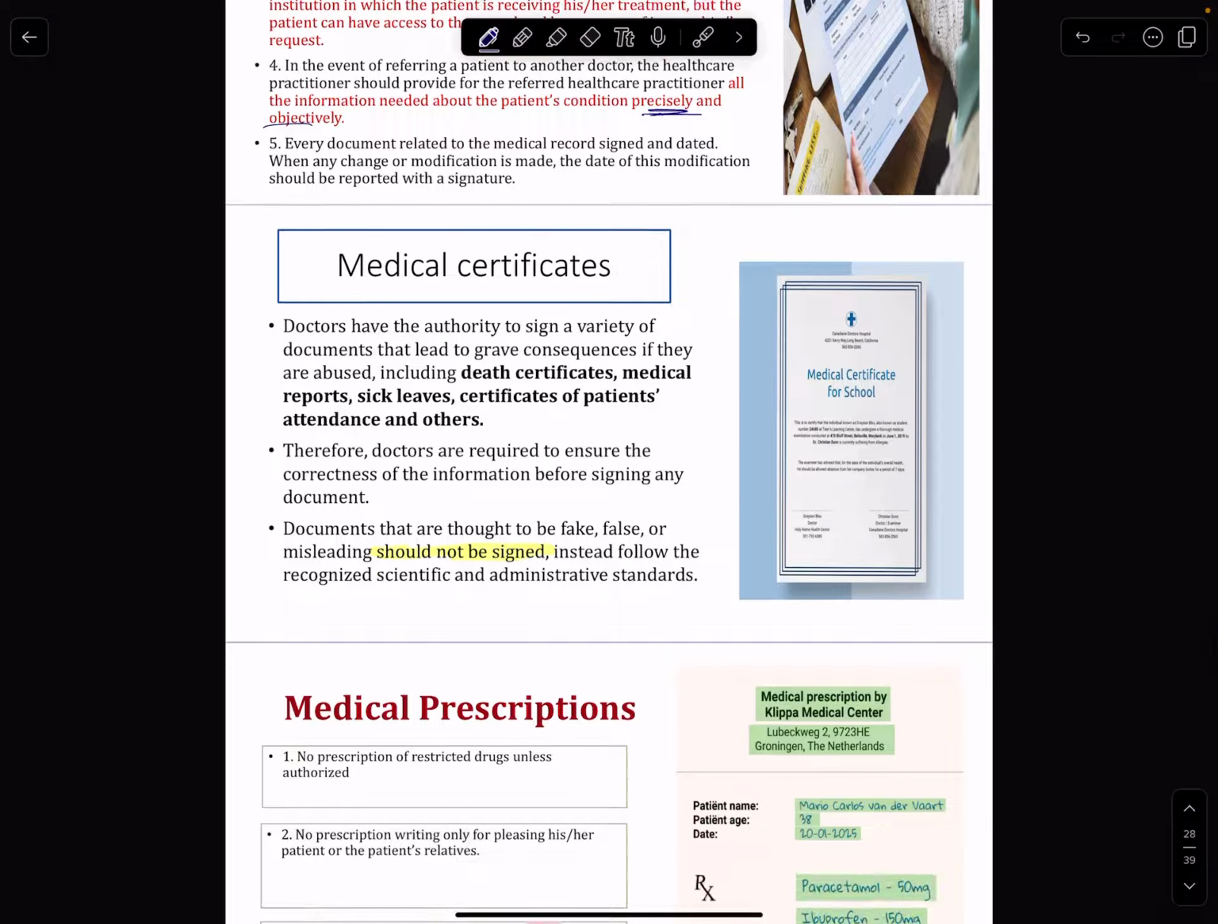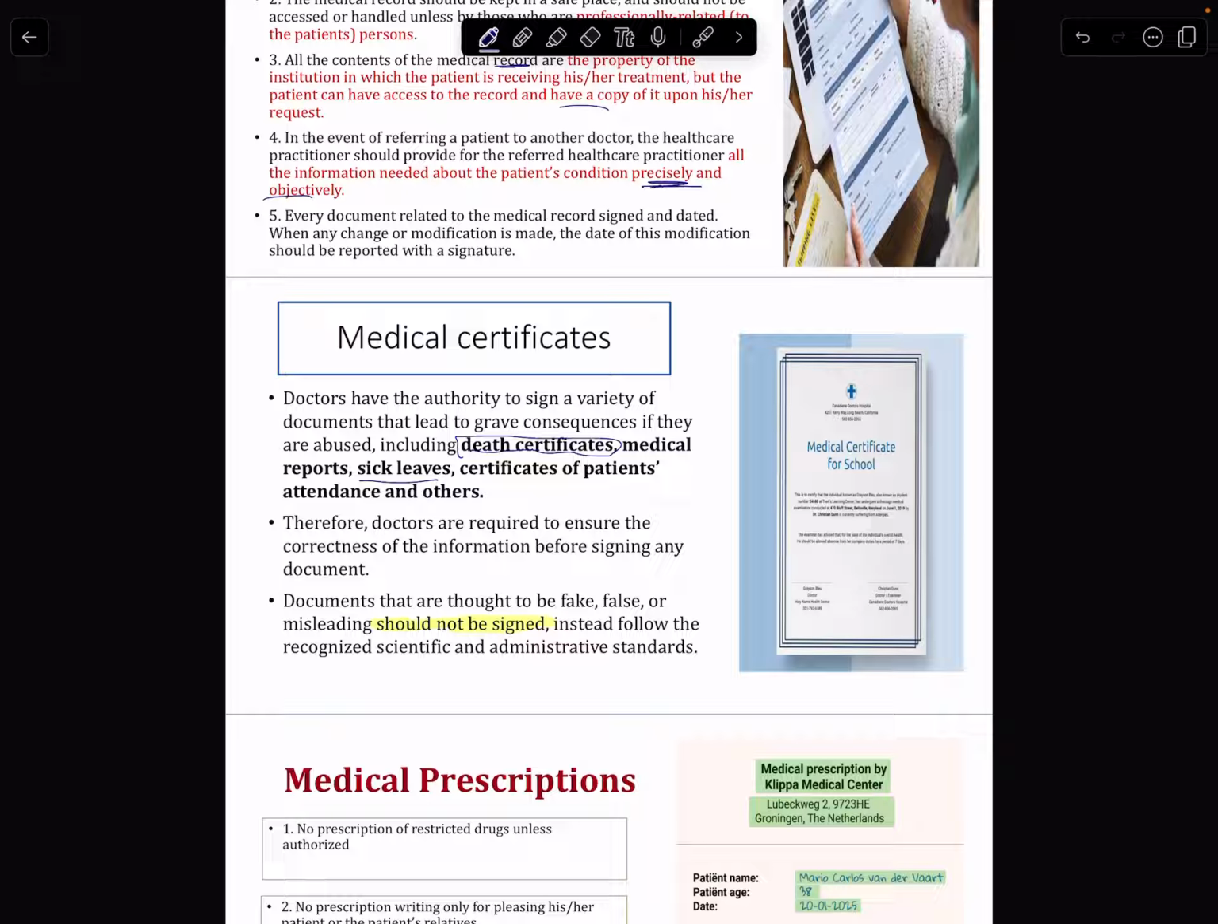All right. So as doctors, we can sign very important documents like a death certificate. So someone could try to fake their death and make you sign a death certificate, right? You don't want to do that. Sick leaves, that's a no-brainer. Medical reports, all that, right? You should not sign if the information is false. You need to be sure of the things you are signing. Don't just go and sign on everything, right?